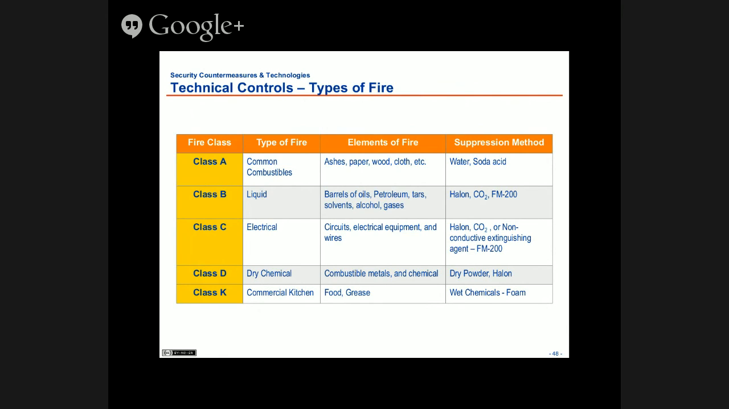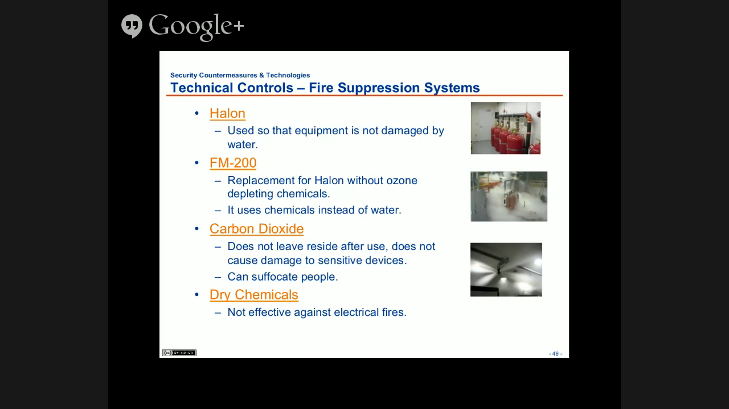This is important because you don't want to have the incorrect type of fire suppression mechanism next to an item that it cannot even be used for. So make sure your items are where they need to be so that everything is matched against one another. And here's just going into it a little bit more. We won't cover that in depth, but slide 49 talks about it a little bit further.